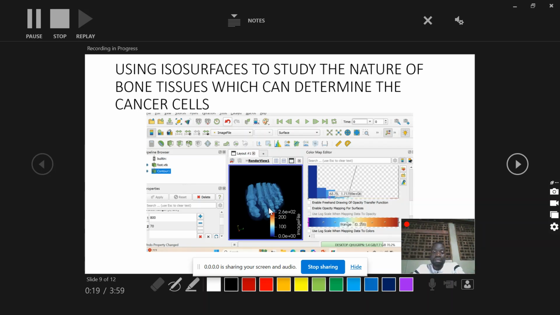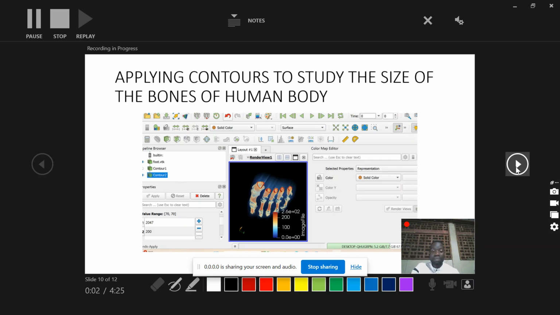I can see the fat concentration around the bone. So with different colors down here, I can see the color concentrations on the bone using ISO surfaces. So in other words, I can determine the cancerous cells. I can apply contours still. When I move the bone upwards, I can see the size of the bone, each size, the size of the bone.